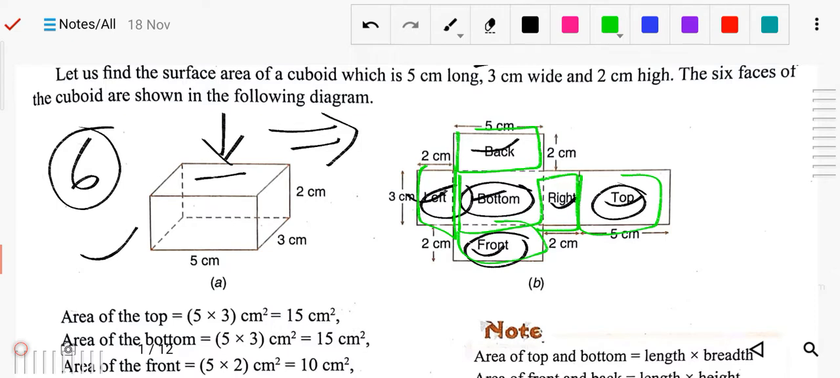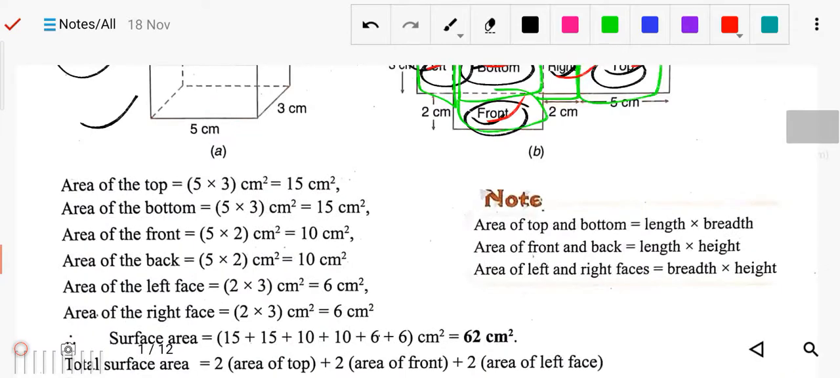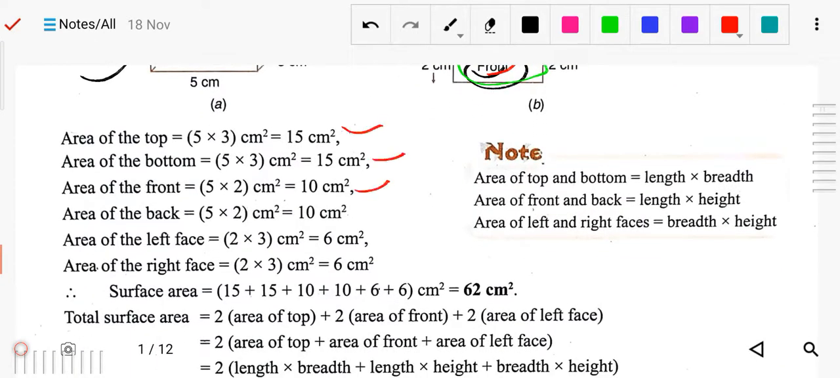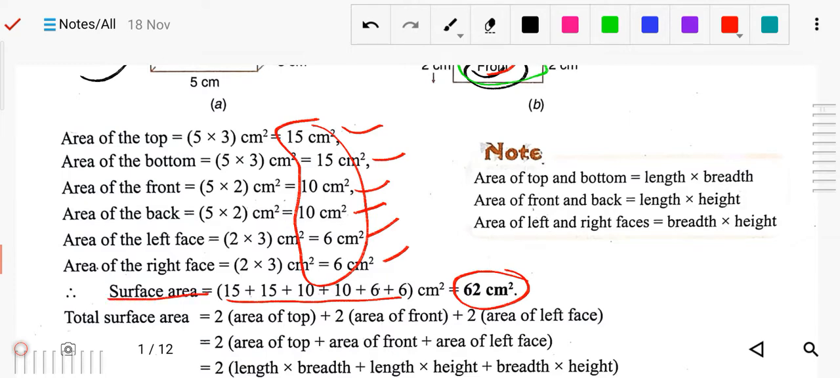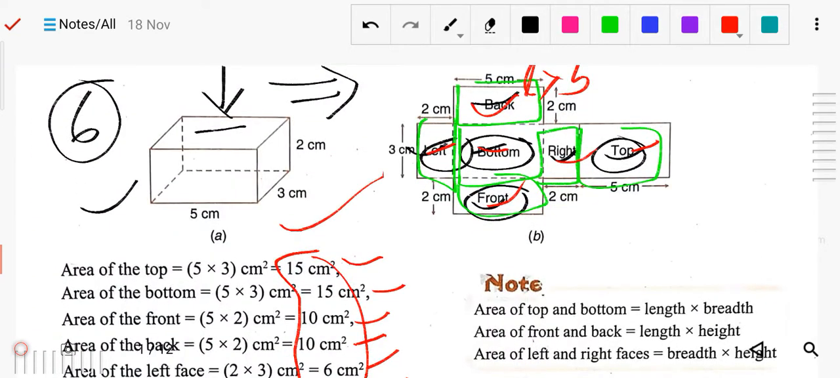Its area will be L into B, and likewise for the others. Whenever you add the areas of all six faces, you will get the total surface area. You can see here, one by one its area is found, and then all these areas were added. So this 62 is the surface area of this cuboid. Likewise, you can do the same thing for the cube also.